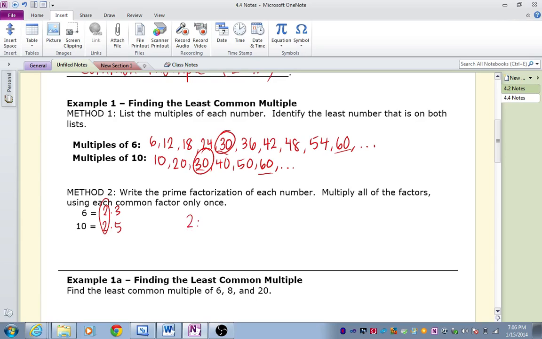Now the difference between GCF and LCM is that for GCF we would just stop right there. The answer would be 2. For least common multiple, we need to multiply all the factors, which means we need to multiply anything extra that we have. So we had our common 2, but we have an extra 3, and we have an extra 5. And then if we multiply this up, we have 2 times 3 is 6, 6 times 5 is 30.